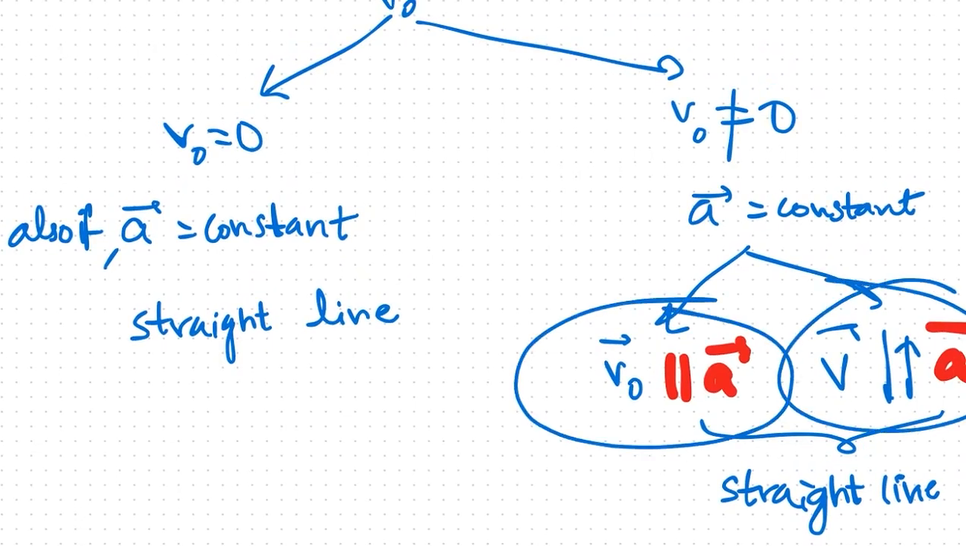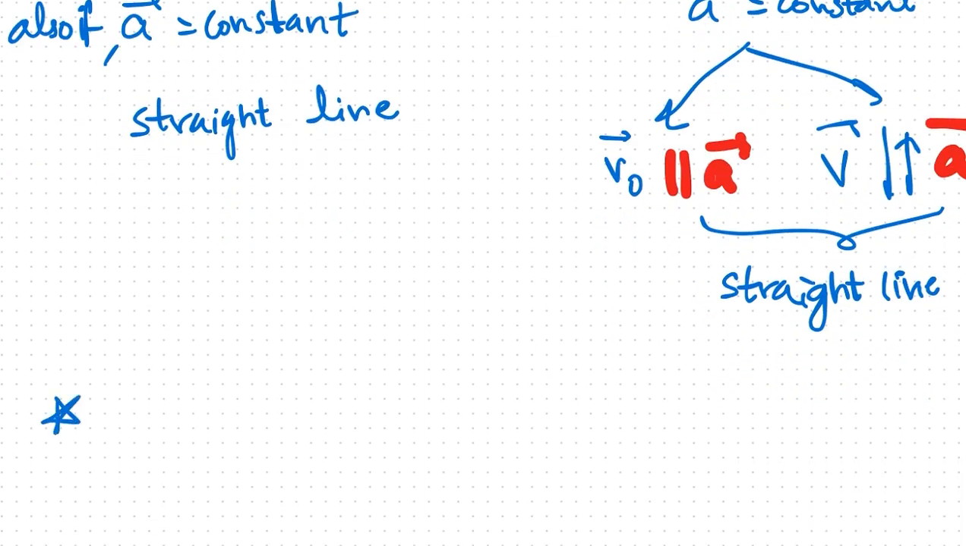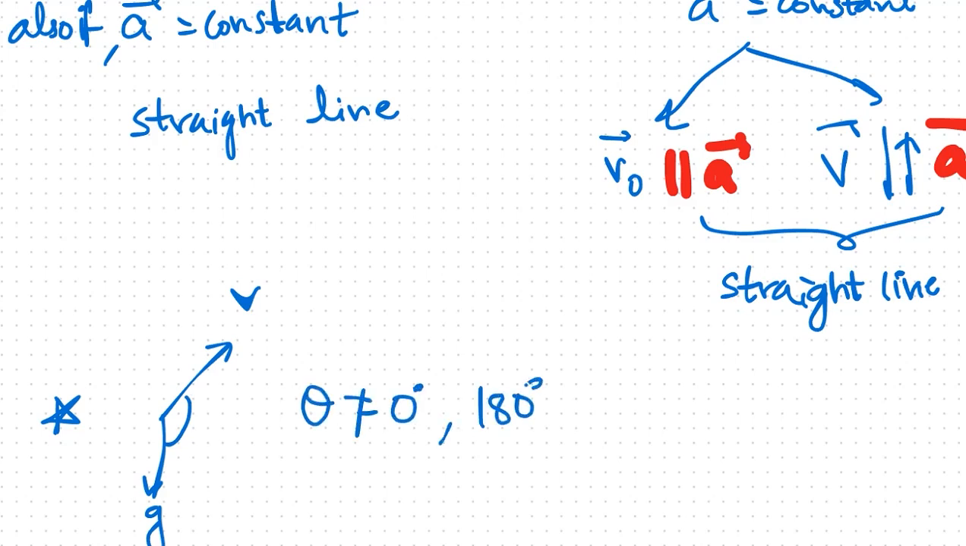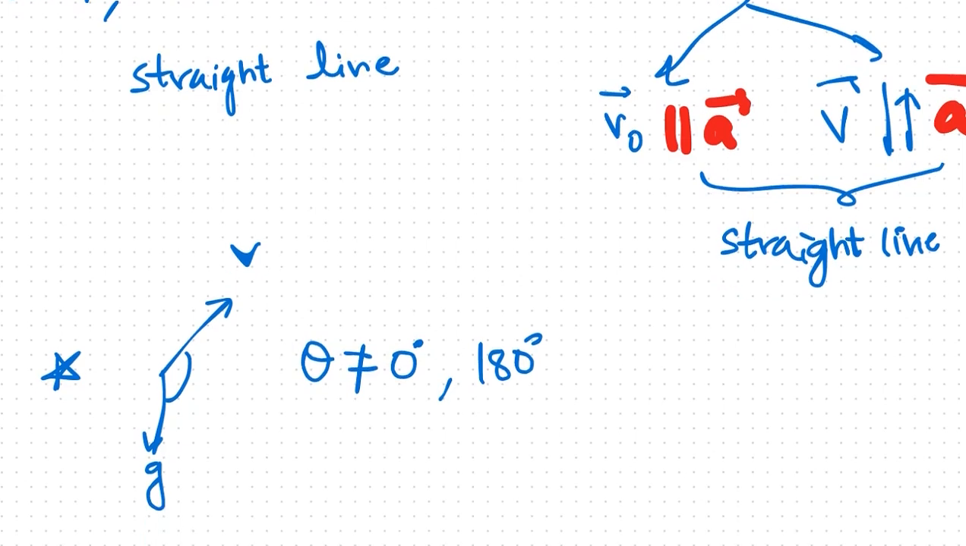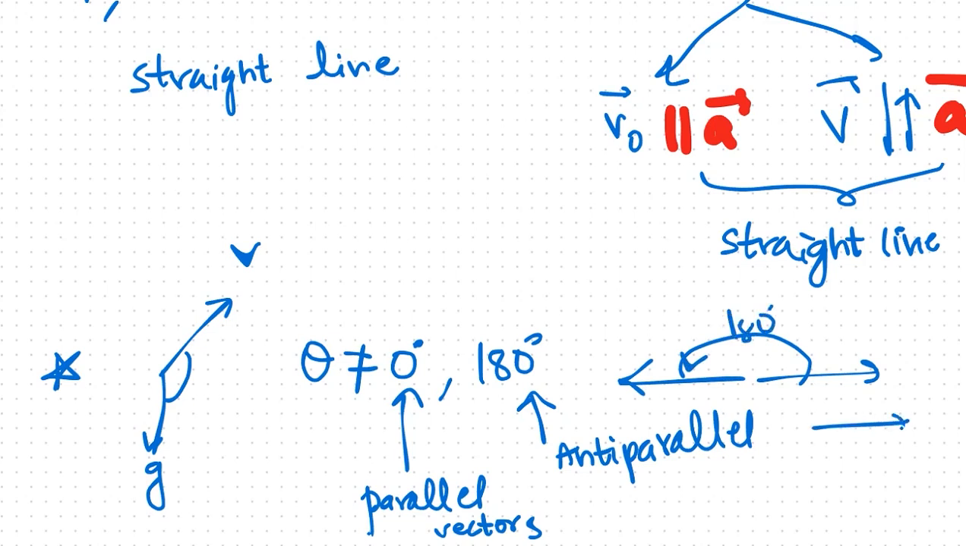Obviously, every time V will not be parallel or anti-parallel or zero, correct? So whenever there exists an angle between V and A, there is some angle. Let's say we talk about G. This angle is neither 0 degrees nor 180 degrees, correct? 0 degrees means parallel vectors. 180 degrees means anti-parallel, one vector is like this, 180 degrees means like this. Parallel means 0 degrees, like this.